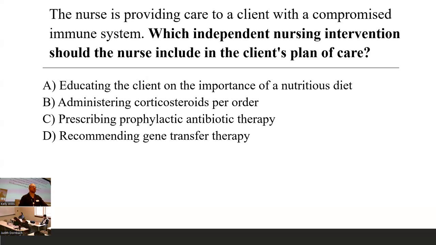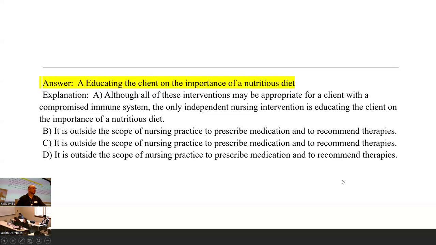Educating the client on the importance of a nutritious diet. You just think of that one. Okay. Good. Administering corticosteroids per order. That's kind of a giveaway that it's not that. Prescribing prophylactic antibiotic therapy. And recommending gene transfer therapy. Yeah, educating the client on the importance of a nutritious diet. And I'll leave these up here, and sometimes it's good to see the rationale for certain questions.